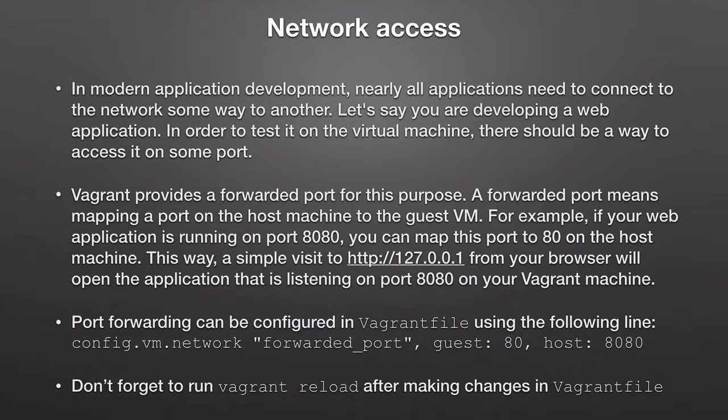A forwarded port means mapping a port on the host machine to the guest VM. For example, if your application is running on port 8080, you can map this port to 80 on the host machine. This way, a simple visit to 127.0.0.1, which is localhost, from your browser will open the application that is listening on port 8080 on your Vagrant machine. And as a matter of fact, it is usually done the other way around. You will map the original ports on the guest machine, like port 80, to a custom port on your host.